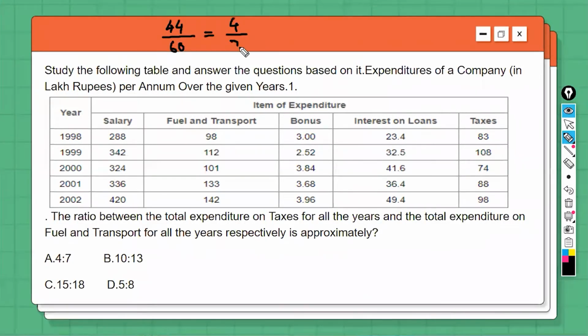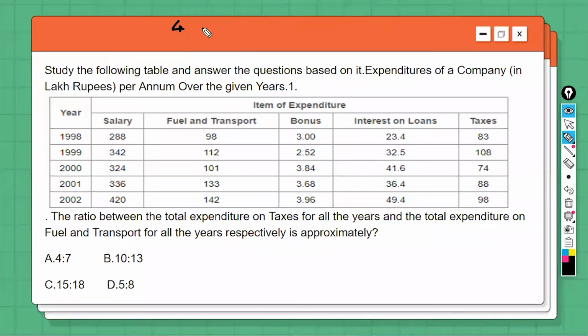4 by 7. You just need to multiply these numbers. 7 into 44 is how much? 280 plus 28 is approximately 300. This side is 240. See, the difference has to be very, very small. Here the difference is 60, so this cannot be the right answer.